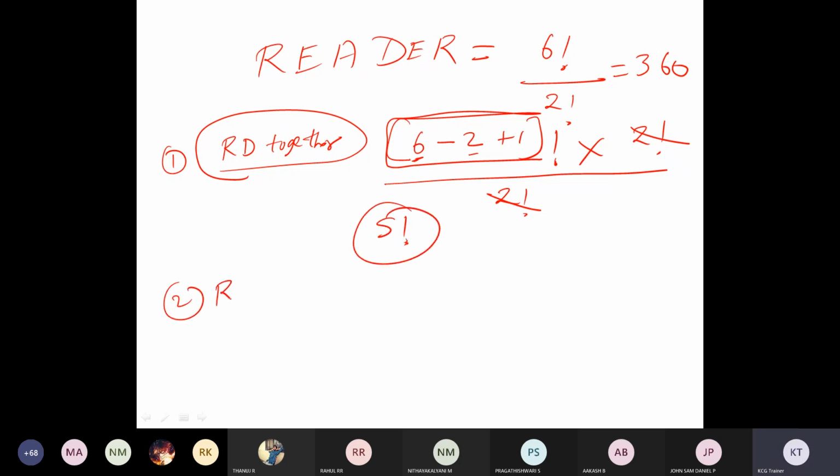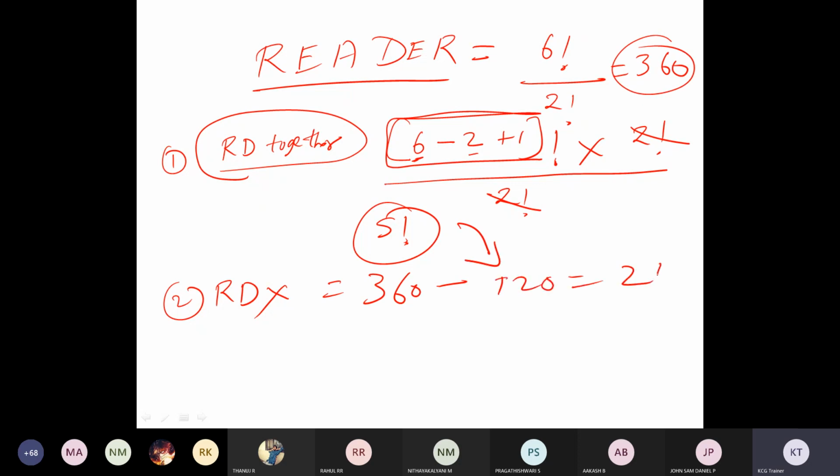If my question is R and D not together, in that case, simply from the total maximum words, 360, subtract R and D together, 120. Your answer is 240. Because there is no other method of calculating the number of words when letters are not together. You have to calculate the maximum words, and from that, subtract the total number of words where R and D are together. Then only you will get R and D not together.